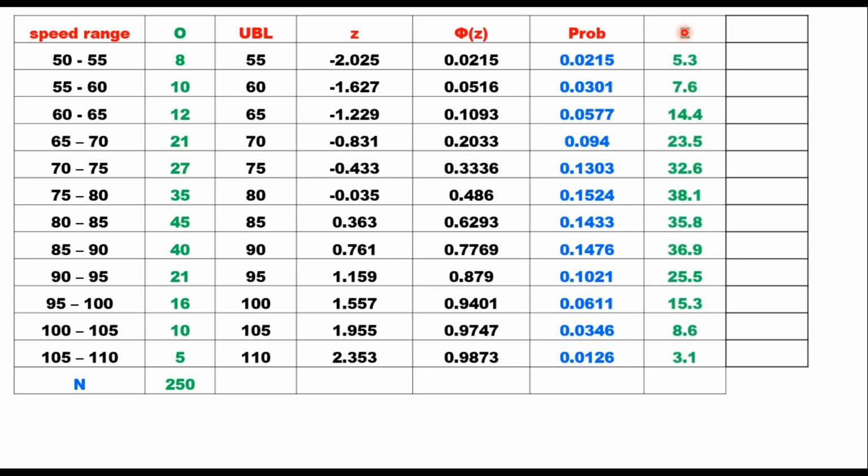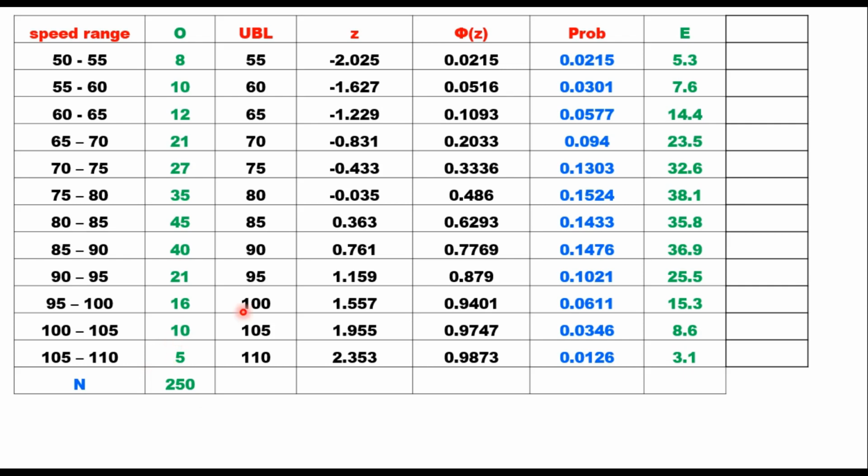Once you know the probability, you can calculate the expected frequency in the next column. I am writing E because it is expected and O because it is observed. This probability multiplied by N, 250, is the expected frequency. You calculate it here. Now this is the expected frequency, and this is the observed frequency.